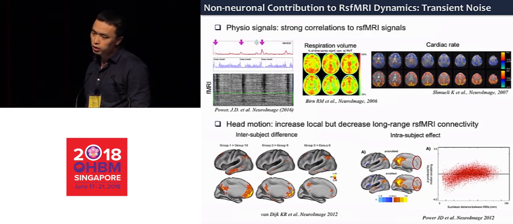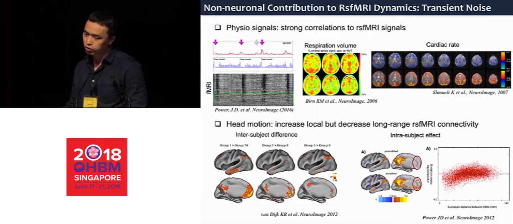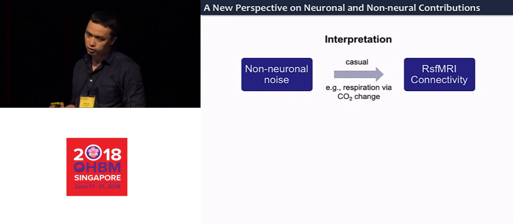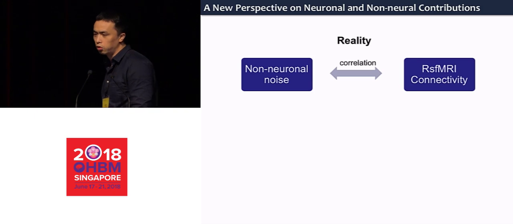For the intra-subject analysis, if you just temporarily scrub out those high motion time points, you actually can reduce the local connectivity and recover the long-range connectivity. But so far, I think most people interpreted those results as causal: if you have non-neural noise, then you induce a change in the resting state connectivity. But what we really have is just a correlation.